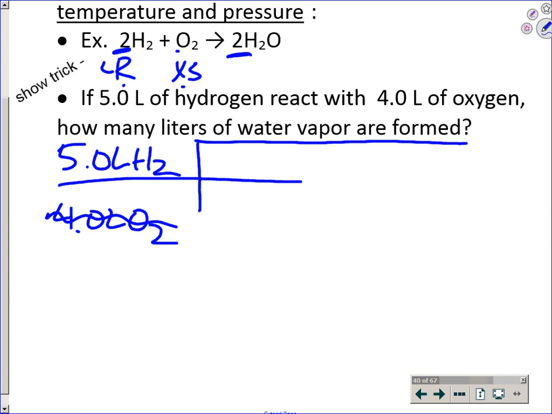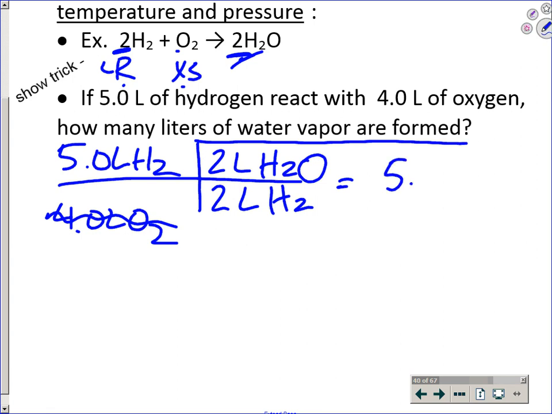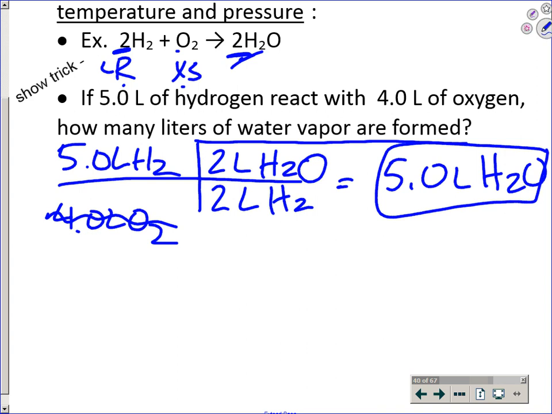To what though? To what of hydrogen? Liters. So I'm not talking moles right now, okay? Because we know there is a relationship between liters and moles. So we're literally just going to call this a 2-liter hydrogen to 2 liters of water ratio. And you could have done that. Like, you obviously can see it's the same number. So if you have so many hydrogens, you're going to make that same number of water. So you're going to be able to make 5 liters of water from this given information.